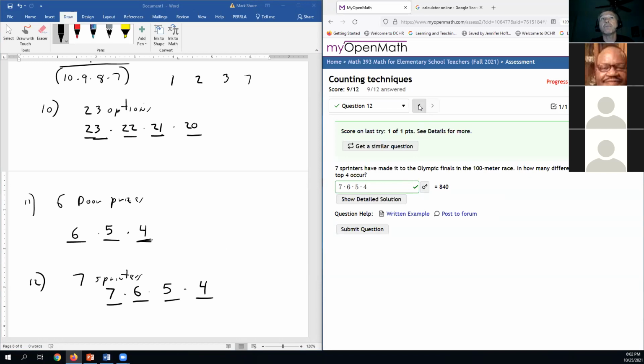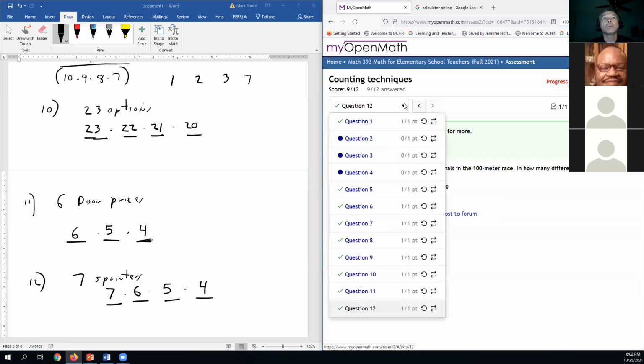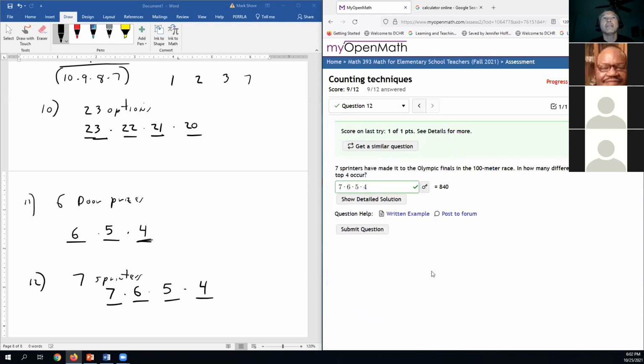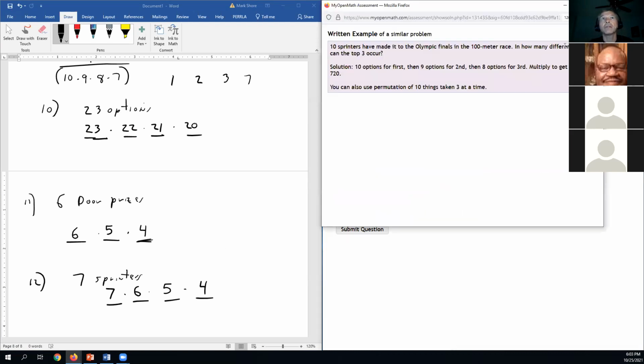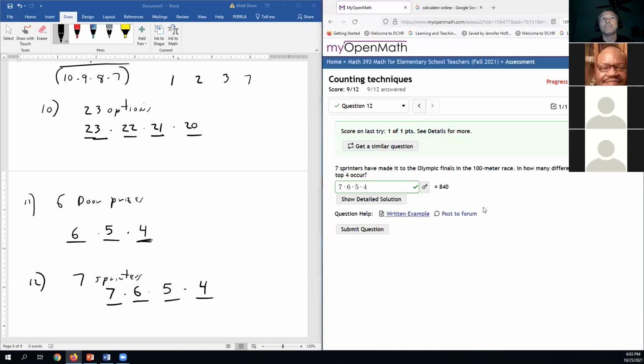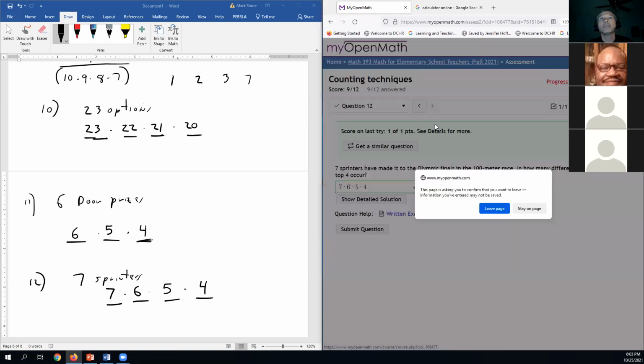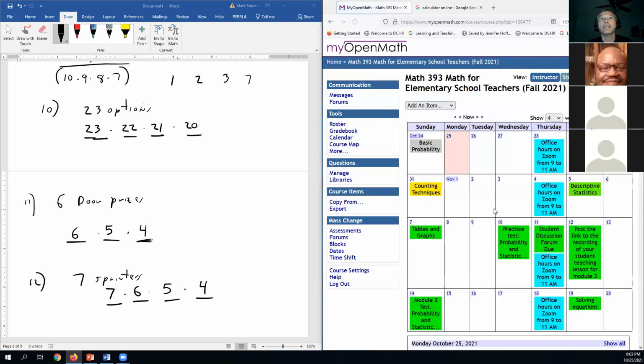So there were a couple tough ones. These previous ones were not that tough, but we did have a couple tough ones in there. I think this second section on counting techniques, when you look at the written examples in it, will help you out a good bit. I think it's an easier section than the first section that we did, which was the compound probability. So any questions that the folks have?